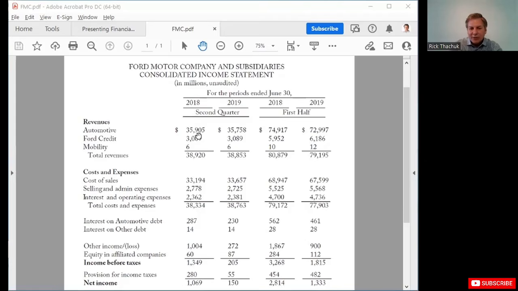So I see that in the prior period here, 35,905,000,000, that was a little bit higher than the more recent period. So the level has fallen or decreased. So let's remember that, and let's take a look at how we can present this.